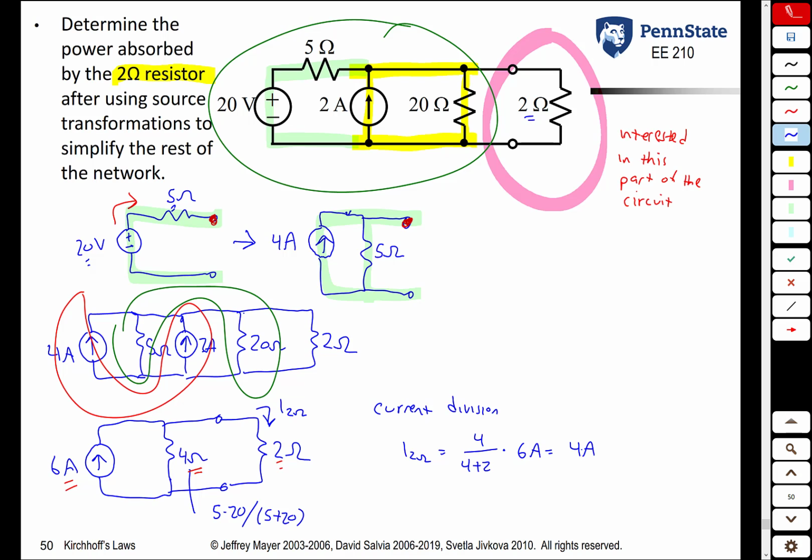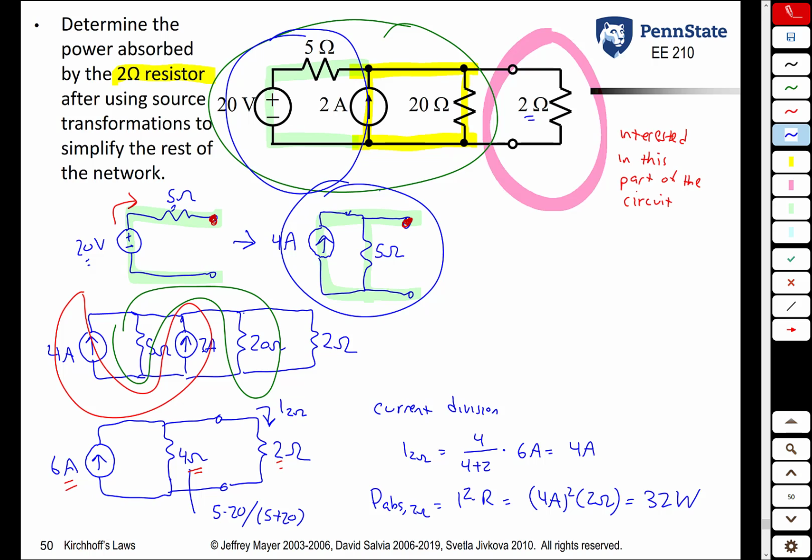Once you know the current through a resistor, you could find its power. The power absorbed by the 2 ohm resistor is what? I squared times R. So 4 squared times 2, 32 watts.